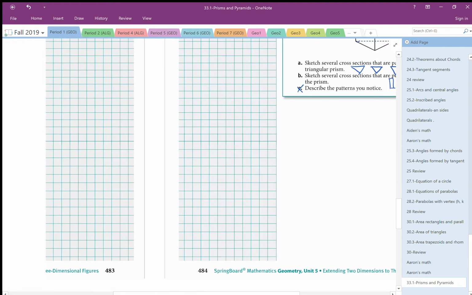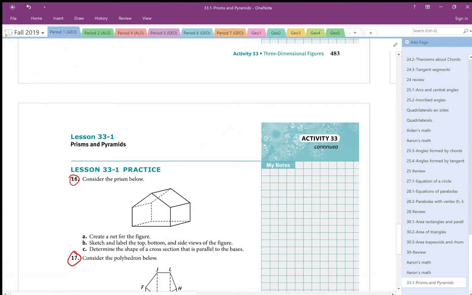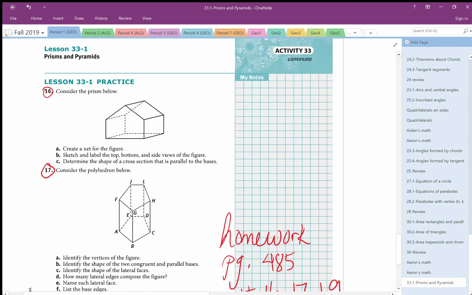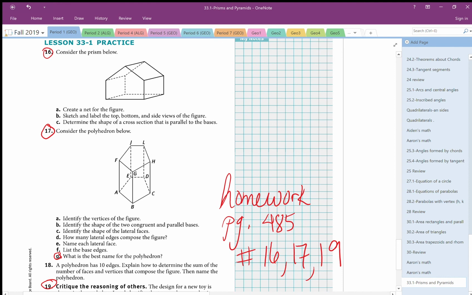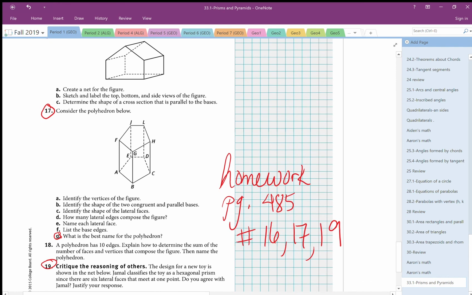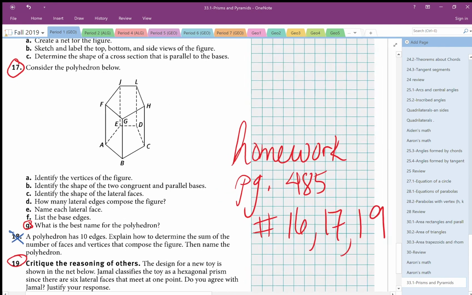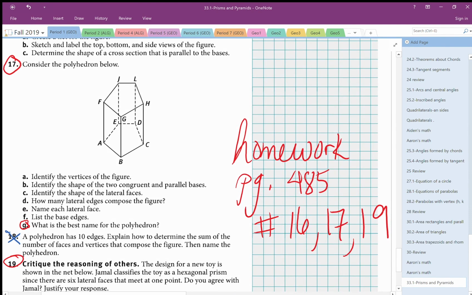All right, go down here. This is your homework. Page 485, numbers 16, 17, and 19. So you might notice I skipped 18. Don't do 18. Also, I wanted to look at letter G with you. You have to do A through F. You list all these different parts, and it's great practice, and I like it.